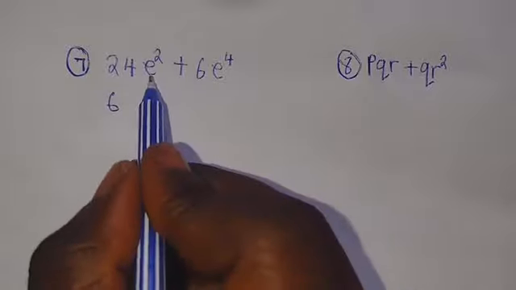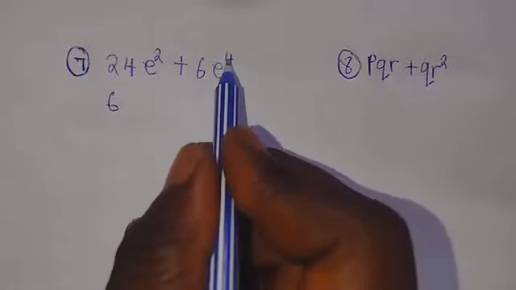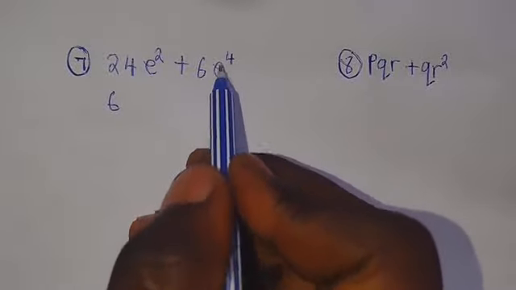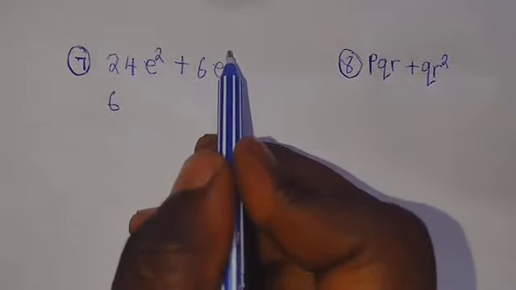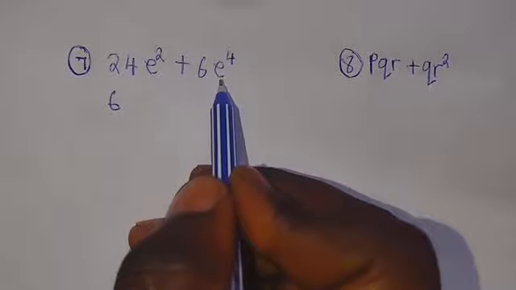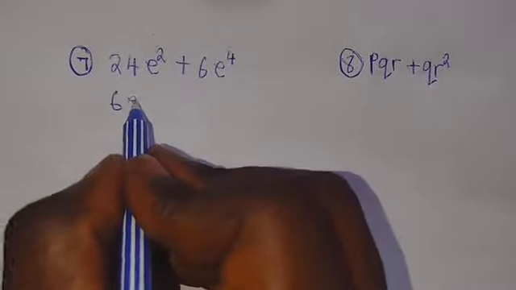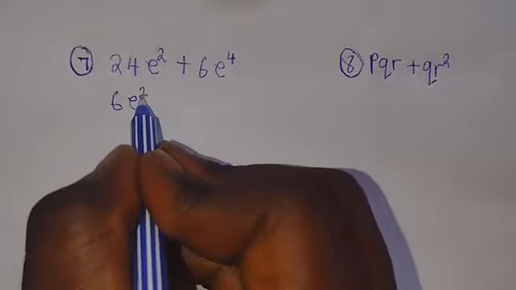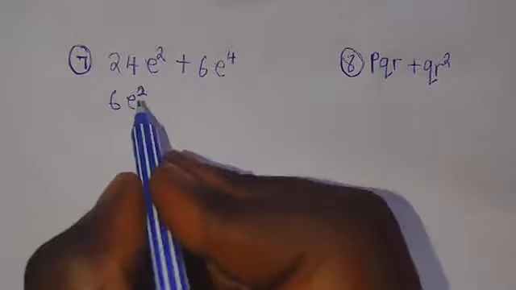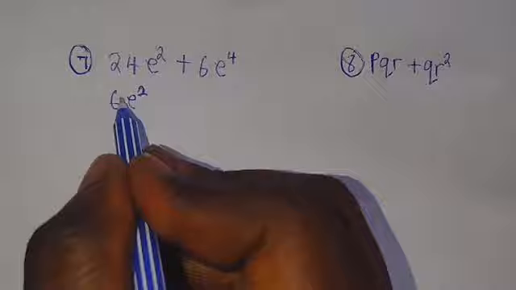Then we have e power 2 and we have e power 4. So this e power 2 can go into e power 4, because e power 4 has the highest power. So the one with the smallest power can go into the one with a bigger power. So we are going to factor out e power 2. So these are our common factors.